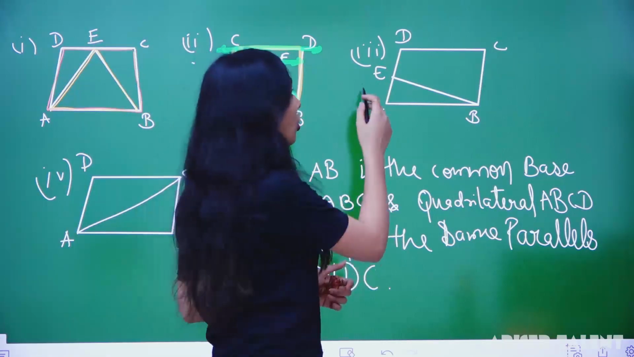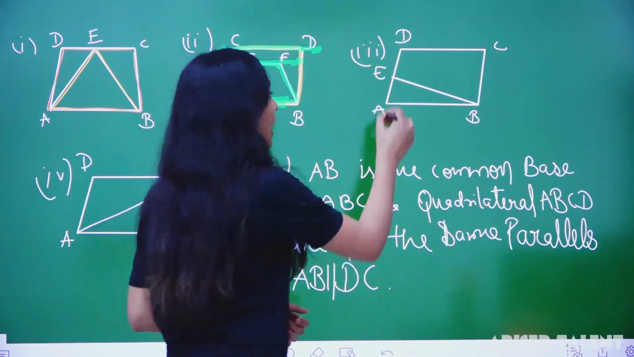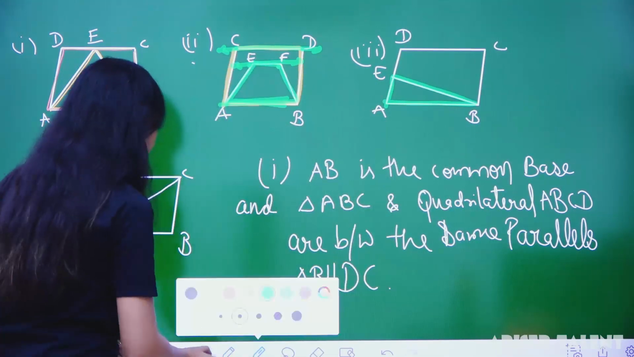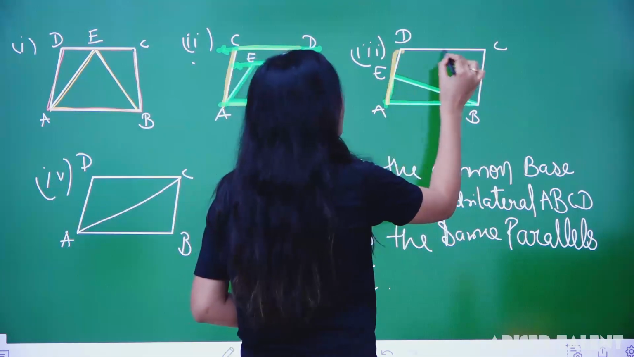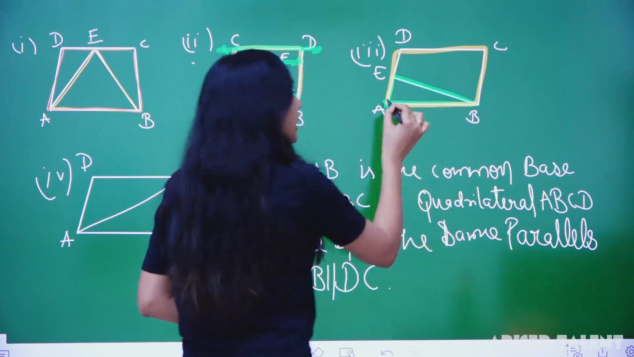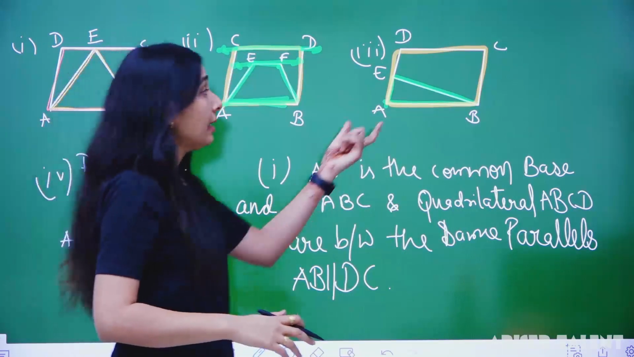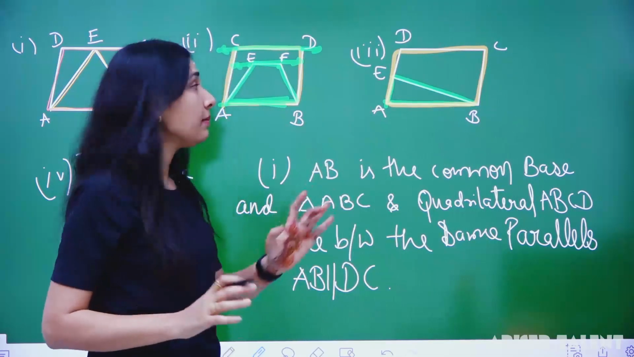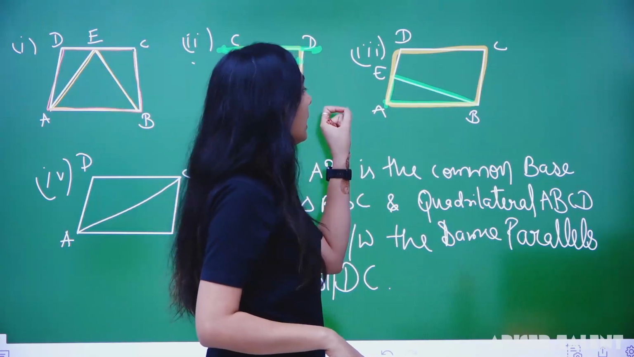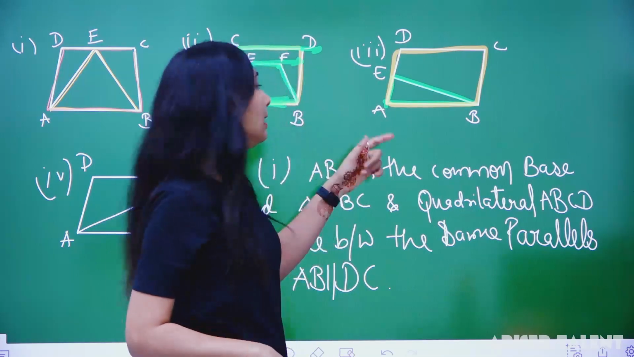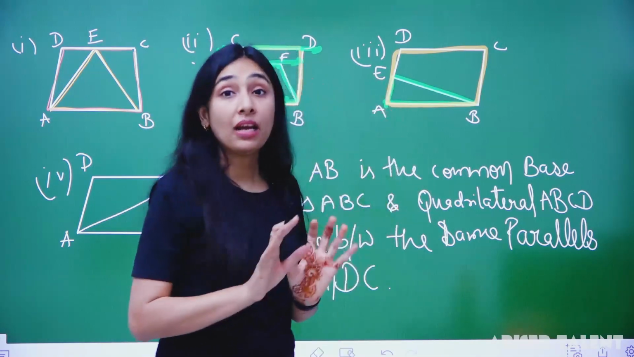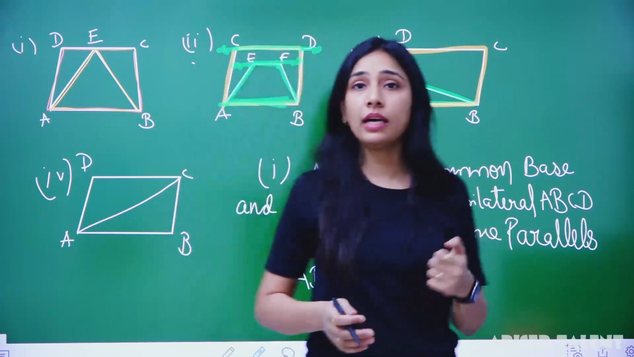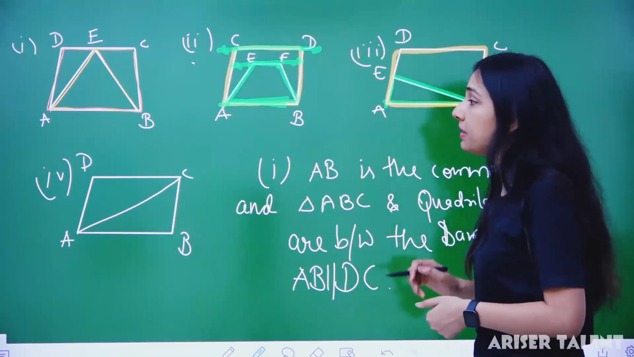Okay, if we talk about the third one, we are having this triangle here, and then we are having this parallelogram here. Here again we are having the same base, which is AB again, but the triangle ABE and the parallelogram ABCD are again not between the same parallels. So they are not having the same parallels, but having the same base AB.